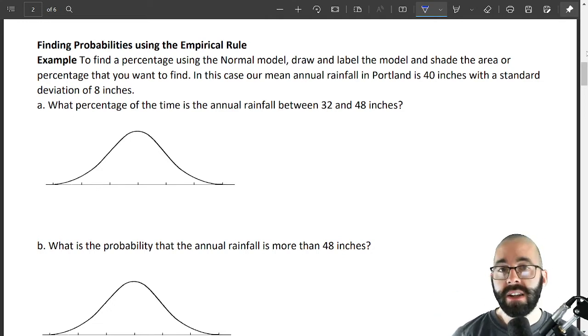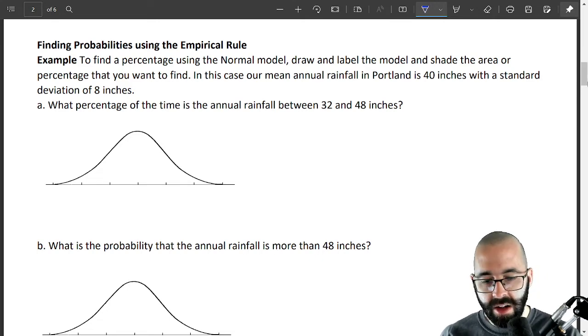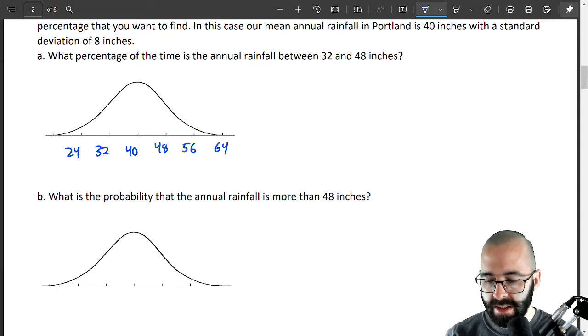Okay, so in our case, the mean is 40 with a standard deviation of 8. So again, on all of these, let's just jump right into this. On all of these, we're going to label them the same way. So this is a good thing for you to do. Feel free to take a little bit of time. Let's label all of these graphs that we're going to do before we even start.